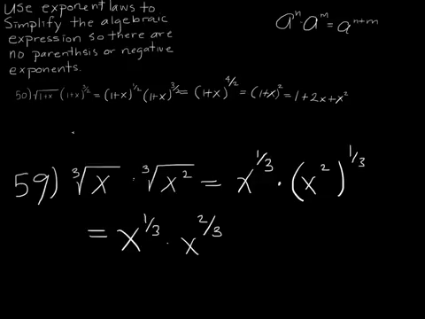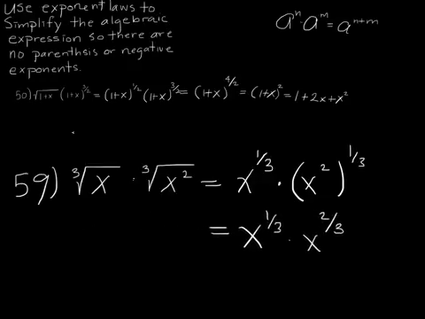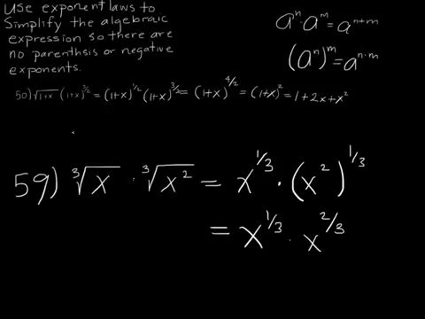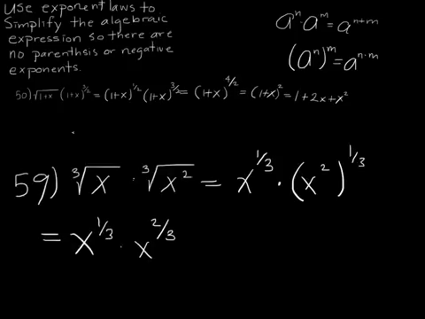And the rule we made use of right there on that step was that a to the n to the m equals a to the n times m. So for us, a was x, n was 2, and m was 1/3. So I multiplied 2 times 1/3, which gives me this. Now we can continue with the problem.